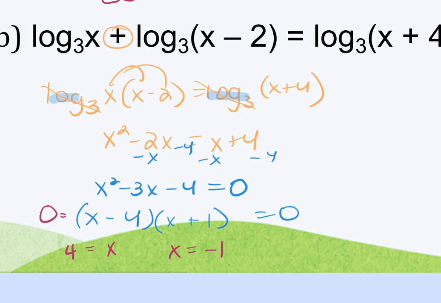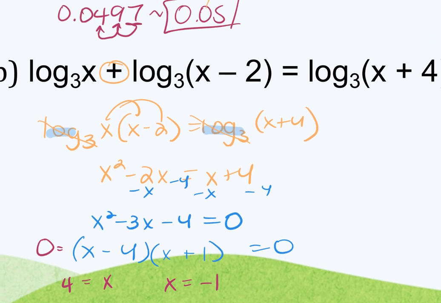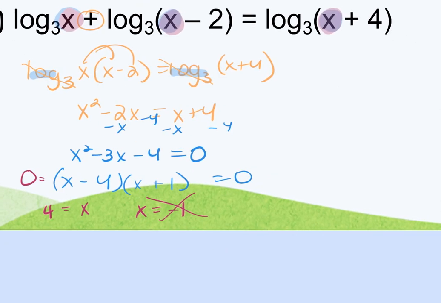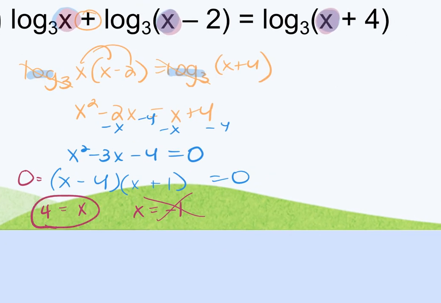With me so far? Now I gotta do what? I gotta check. So I gotta check 4 in all 3 spots. 4 here is okay. 4 here, 4 minus 2 would be 2. That's still okay. 4 plus 4, that's 8. That's okay. Then I got to check negative 1. Negative 1 here does not work. I don't even have to keep checking. I'd cross it out. Let's say it did work there. I'd then go here and say negative 1 minus 2 is still negative 3. I can't find log of negative 3, so it would not work there. It would work at the end, but if it doesn't work in any of those 3 spots, you rule it out. And my only answer would be x equals 4.